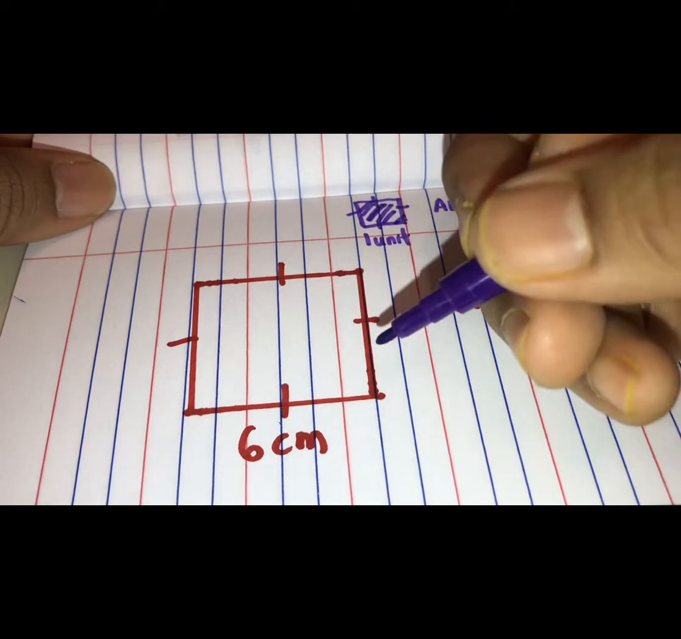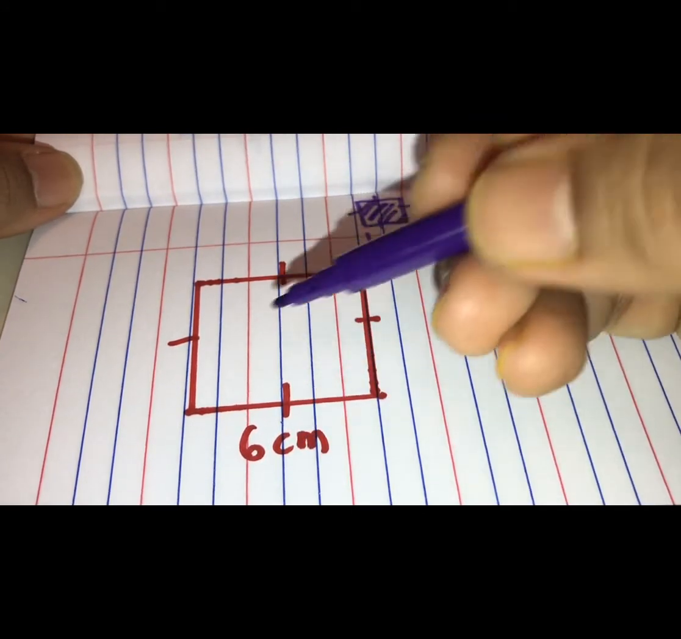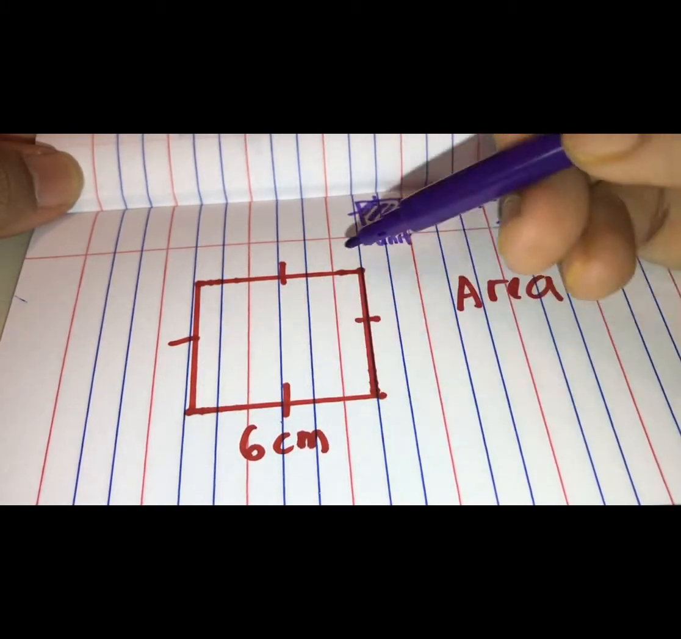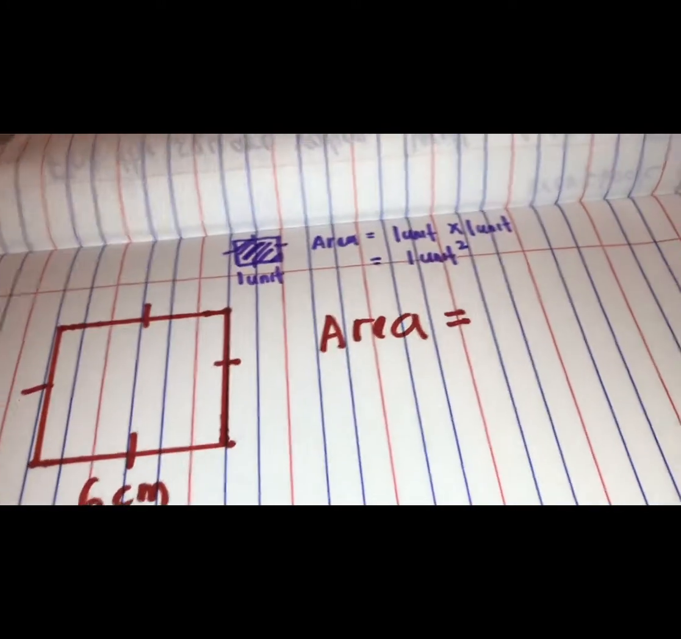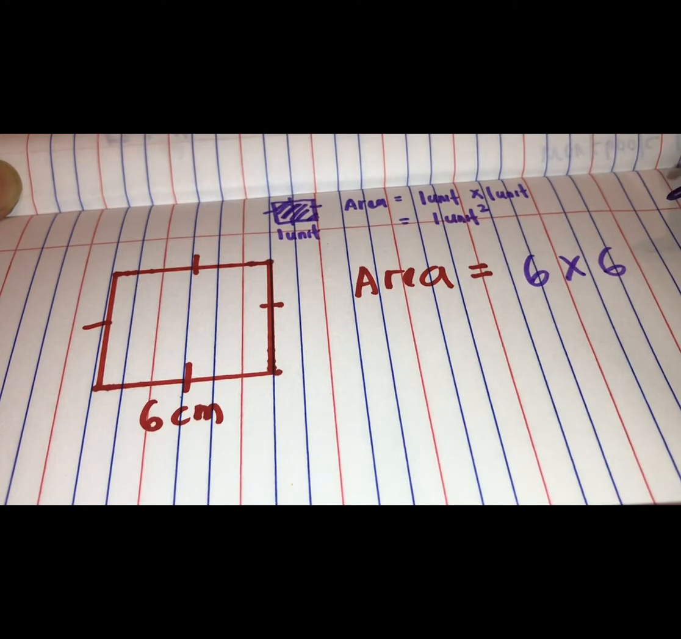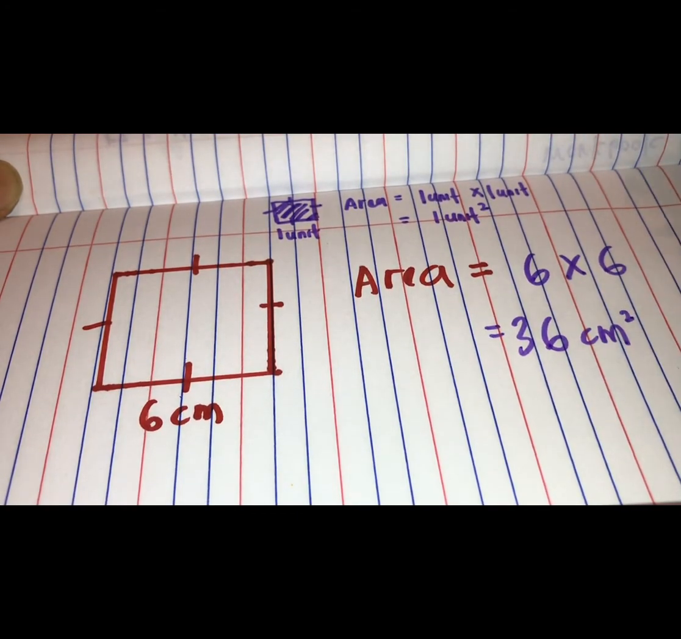Same concept as you will learn in this chapter. This square, the length of the side of the square is 6 cm. To find the area, you have to multiply, right? 6 times 6 cm, so you will get 36 square centimeter, right?